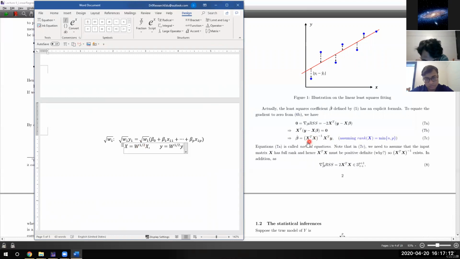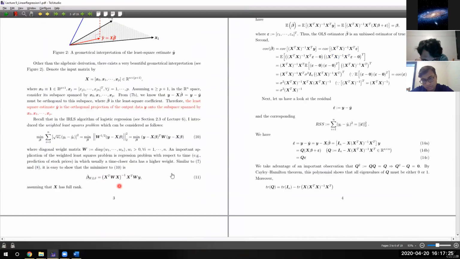So here I'm going to have X transpose W X inverse, and here is what? Here is again X transpose W half, and then y is W half y, so that here it's going to be X transpose W y. Isn't it exactly the same? Get the point? So this is a very easy way to interpret it.